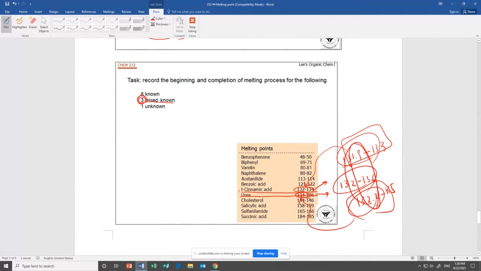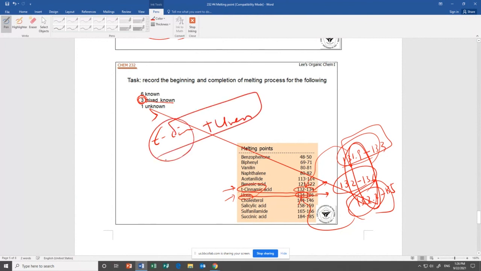Instead, a more reliable method is, say your unknown really is trans-cinnamic acid, okay? But you don't know. You only have a melting point close to this and this. Then you grab trans-cinnamic acid or urea, one of them. Doesn't matter which one. Say you pick the urea and you mix them up. You don't know what this is though, okay? You mix them up and grind them up well, and then you measure melting point.